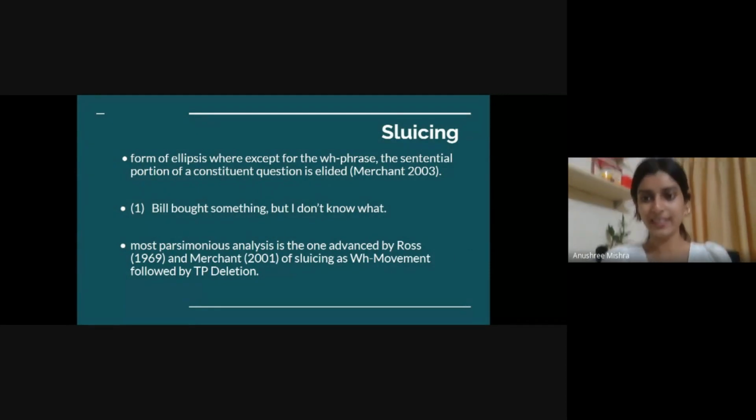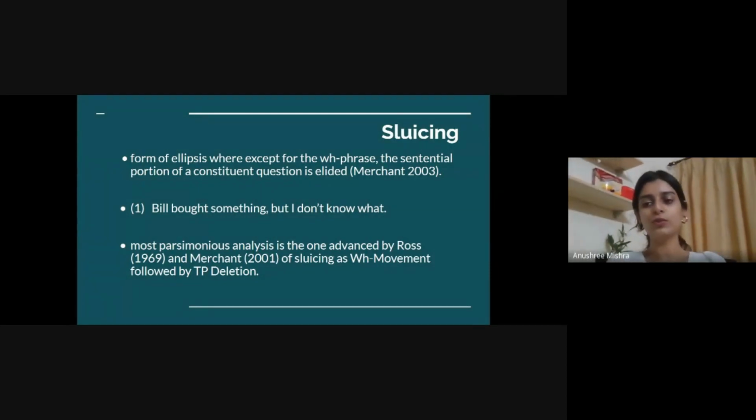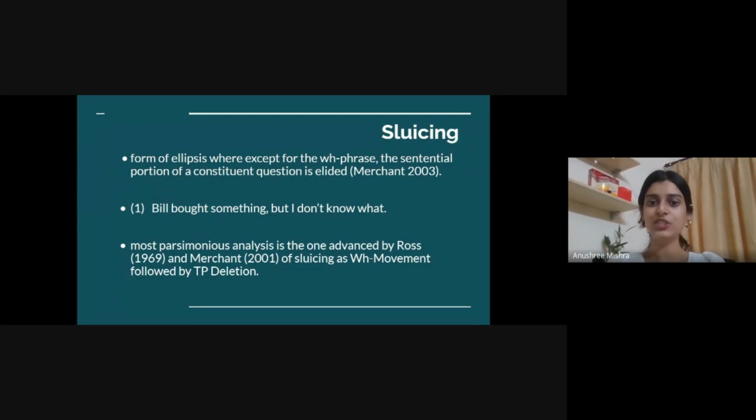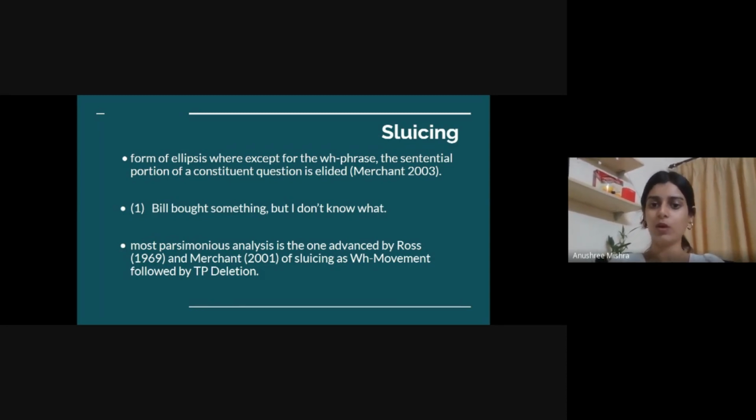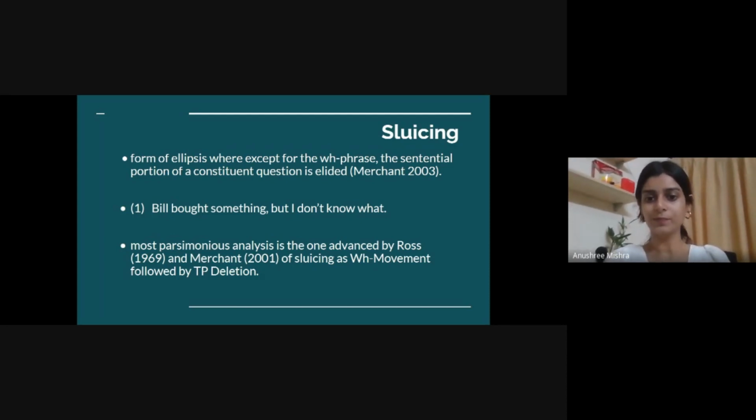So let's begin. Now, sluicing refers to a form of ellipsis where, except for the WH phrase, the sentential portion of a constituent question is elided. Now, this definition has been put forth by Jason Merchant, who is the leading authority on ellipsis and sluicing. It's a widespread syntactic phenomenon, documented cross-linguistically, and what you can see on screen is an example in English. So example one, Bill bought something, but I don't know what.